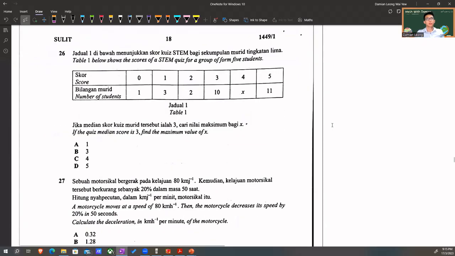Question 26. They give you median score 3. I want maximum value of x. Median is 3. So if I find cumulative frequency, 1 plus 3, 4. 4 plus 2, 6. 6 plus 10, 16. And plus x, 16 plus x, plus 11. 27 plus x.